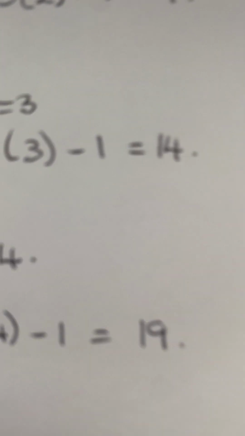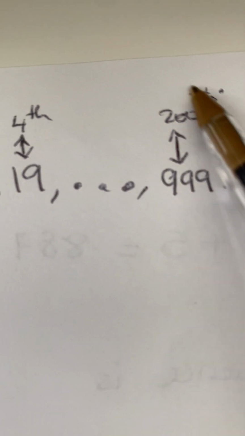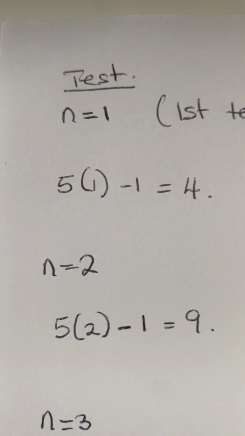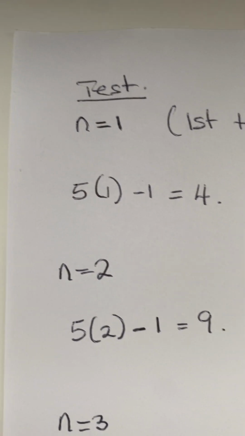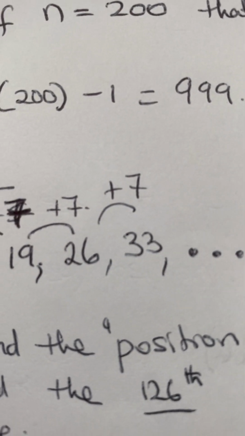So we've seen that, and we solved that. In a short space of time, we can find the 200th term just by finding the position to term rule. Now the second example.